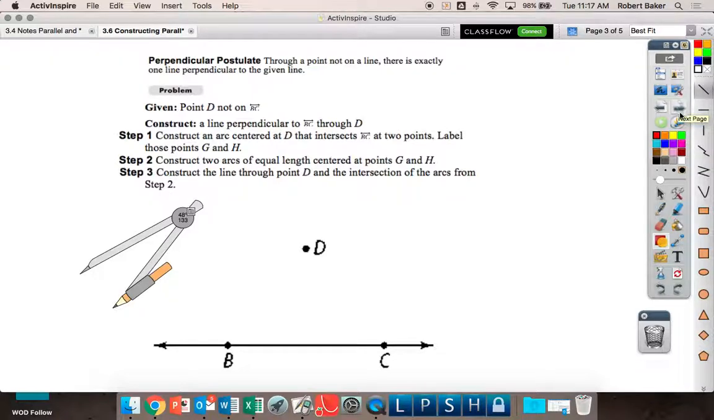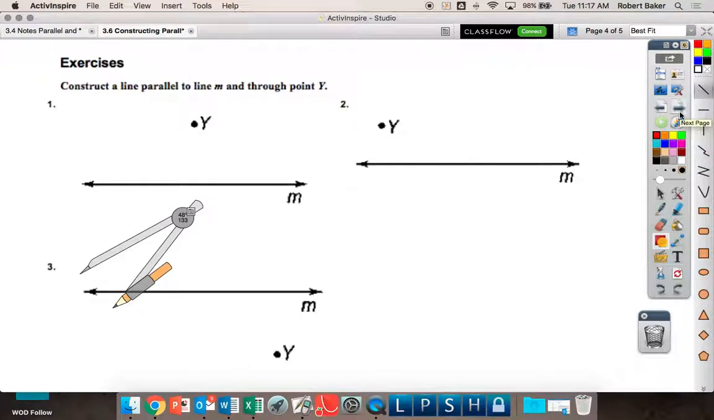Okay, we're actually going to skip to this, the exercises portion, because I want you guys to just practice parallel. Please, please, please. It says construct a line parallel to M that goes through point Y. This is tough for me, right?